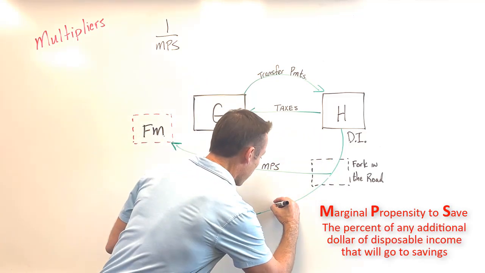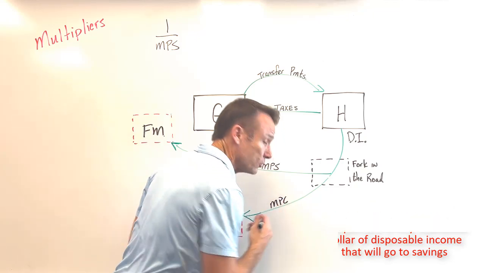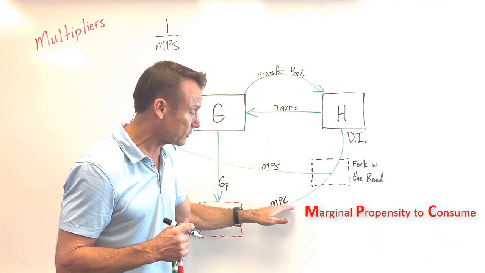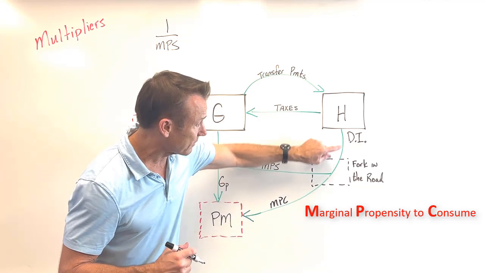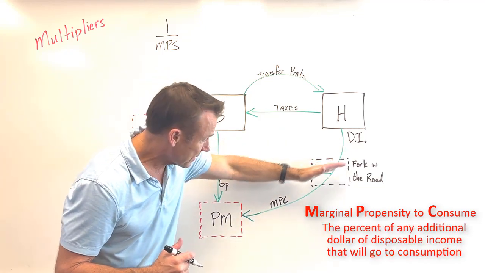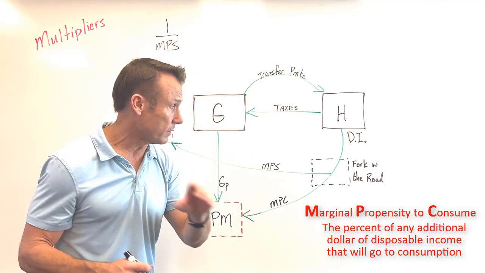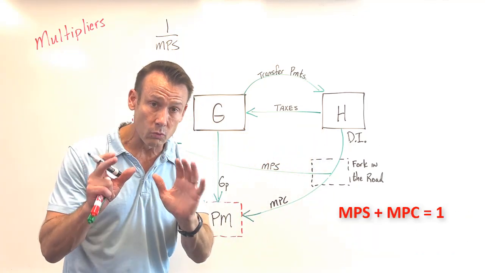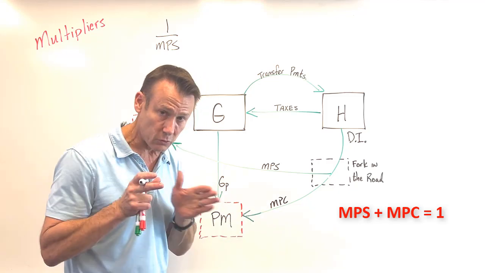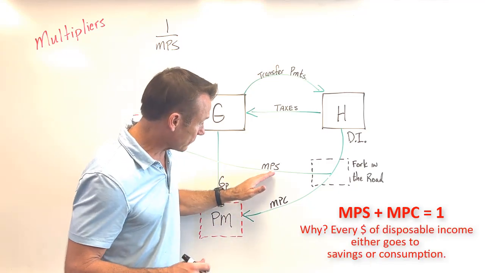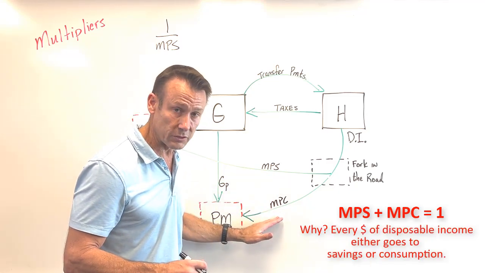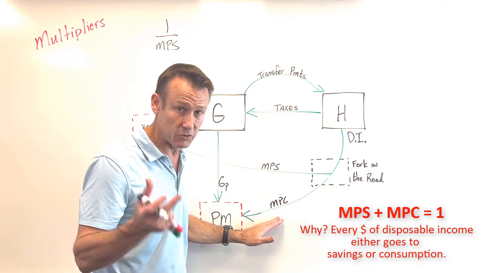There's also, of course, a marginal propensity to consume. Marginal propensity to consume. That is the percent of any additional dollar of disposable income that heads this way. If you add these two together, you get 1, because every dollar of disposable income only goes to either here or here. There's only 2 paths for it, right? It goes either to savings or it goes to consumption, which is a type of spending.